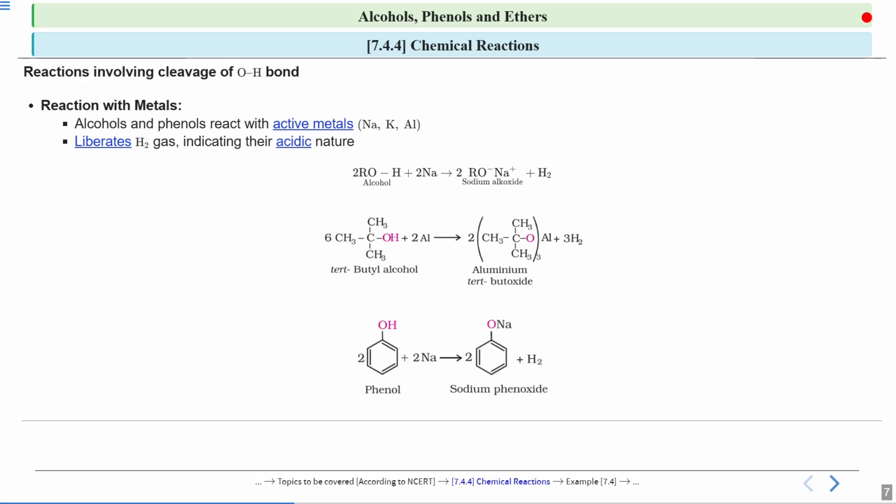Okay. Similarly, look at phenols. Here we saw both examples of alcohols. Now see here, for phenol, this hydroxyl group is directly attached to this aromatic ring. So this is a phenol. Now when phenol reacts with the metal, that is sodium, it will form sodium phenoxide. See, this OH bond is cleaved. Here H is replaced by Na. So you have ONa and the hydrogen gas is released, which shows the acidic nature of phenols.